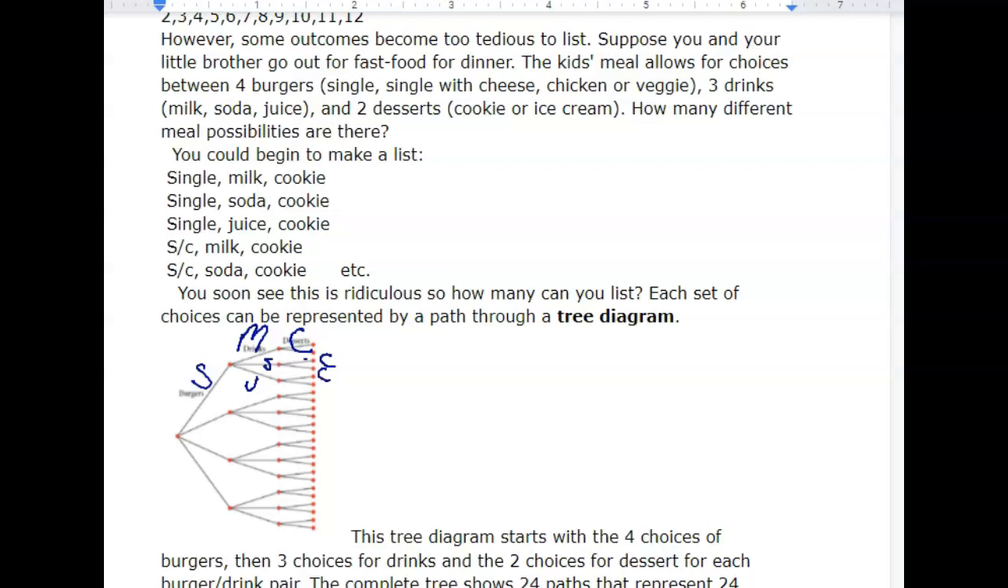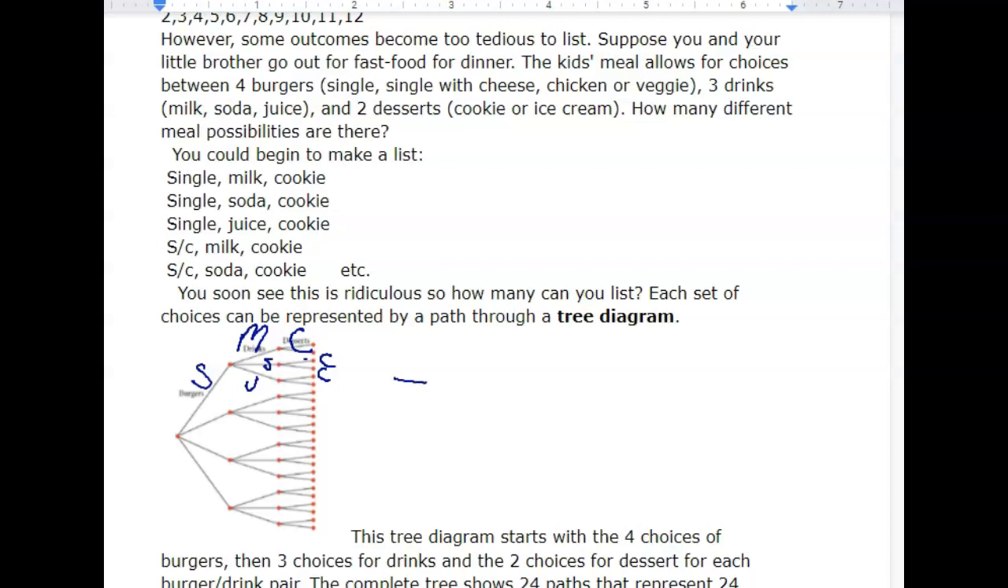So by the time I list all of these possibilities out, single burger with cheese and milk and a cookie, single burger, cheese, soda, cookie, and then change the desserts to ice cream, if I end up counting all of these knots at the end, that tells me how many paths I get. But there's got to be an easier way to do that because nobody wants to draw this out. It gets pretty tedious. Some of us aren't very good at drawing these straight lines. I really wish I was teaching this to you in person because you would see I'm terrible at this. But it says that there are 24 different paths.